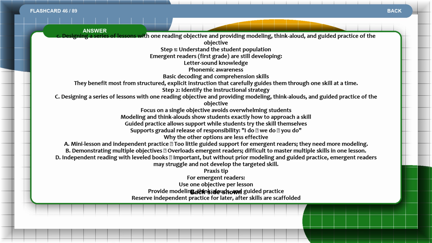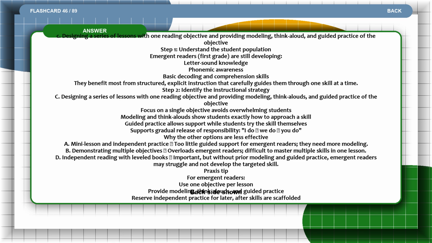Step 2. Identify the instructional strategy. C. Designing a series of lessons with one reading objective and providing modeling, think alouds, and guided practice of the objective. Focus on a single objective avoids overwhelming students. Modeling and think alouds show students exactly how to approach a skill. Guided practice allows support while students try the skill themselves. Supports gradual release of responsibility: I do, we do, you do.